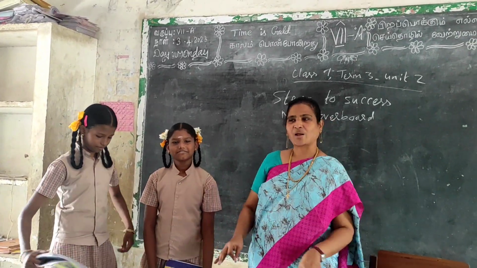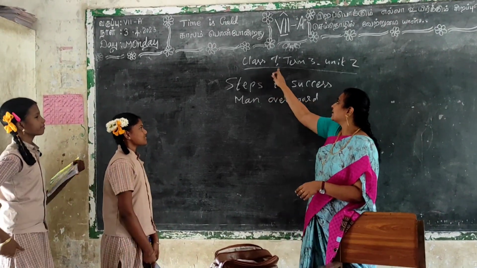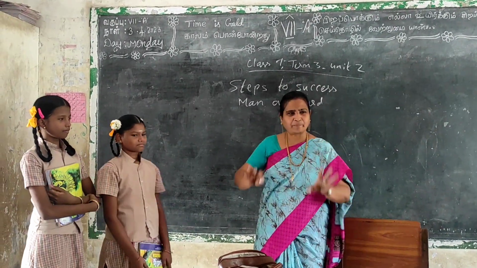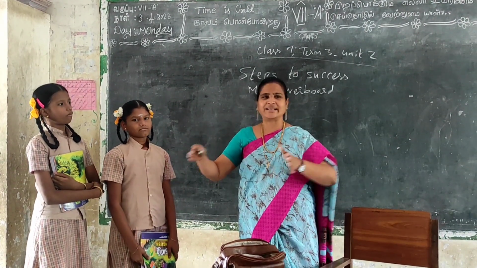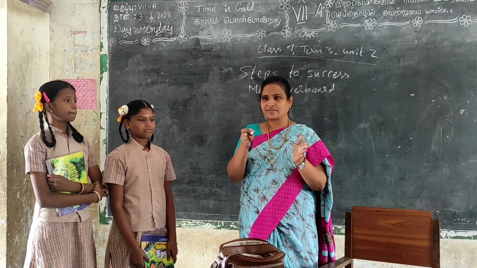So, today we are going to do steps to success, Class 7, unit 2, Math Overboard. Very simple. Already we have discussed that it is only a jumbled sentence. Jumbled sentence: words are mixed up and sitting.